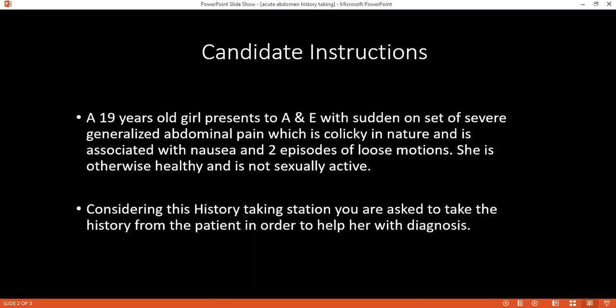Have you noticed any change in your bowel habits? Yes, there is diarrhea. What is the color? No, I didn't notice. Normal. How many times do you go to the toilet per day? 3 to 4 times.